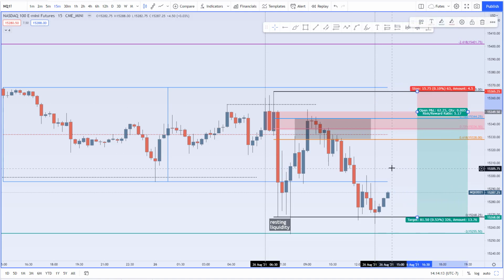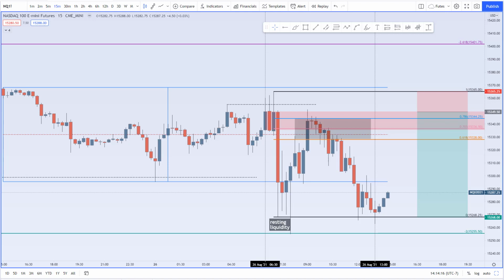So this is all pretty simple stuff, right? I mean, we're not relying on a ton of indicators. We're just looking at price. We're using a couple of drawing tools, and we're looking at the context of what's happening.